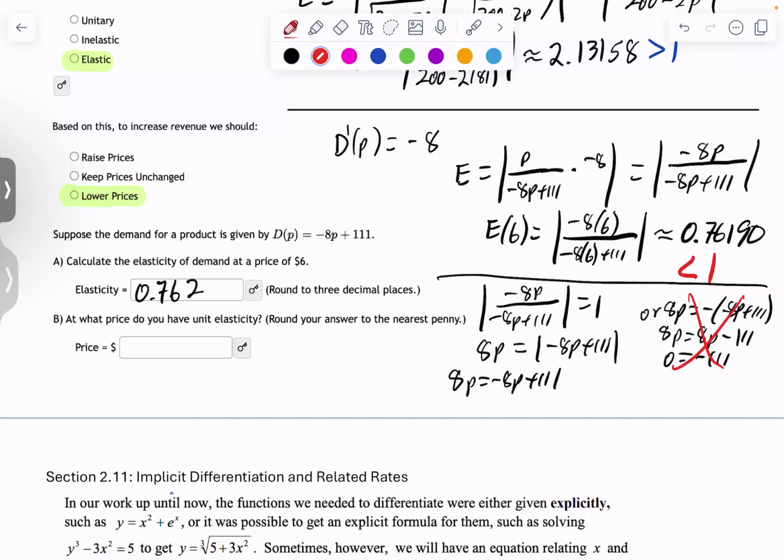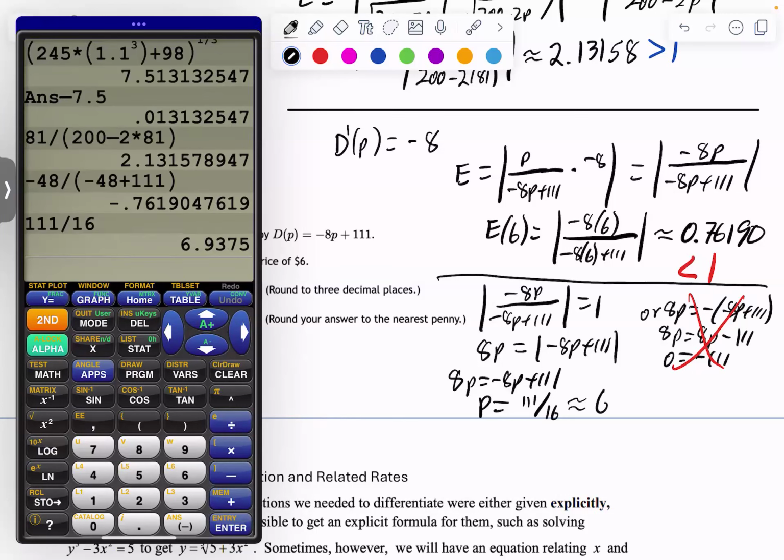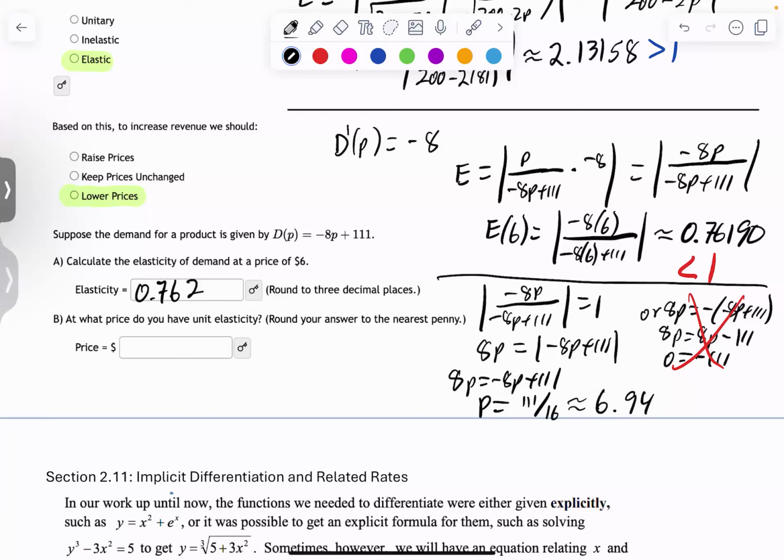However, this one is going to give us, when we add the 8p to the other side and divide by 16, that p is 111 over 16. Which is about, let's see what we get, 6.94. And this is asking us the price. So this is $6.94. That means we're going to have unit elasticity, meaning we're going to exactly equal 1.